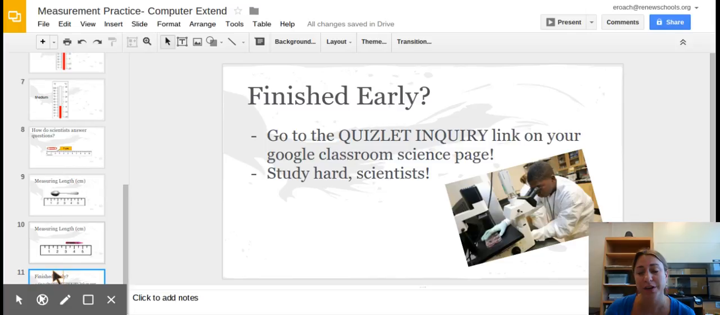If you are finished early, that means you have worked really hard in this center, and you may go to the Quizlet inquiry link on your Google Classroom Science page. Study hard. I see he's using a microscope. Good job.